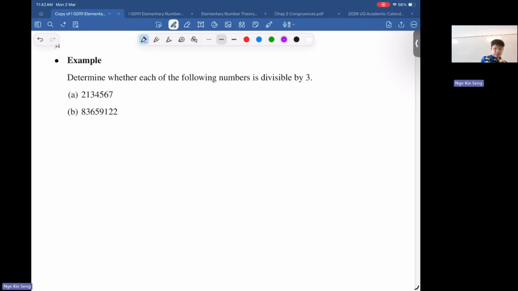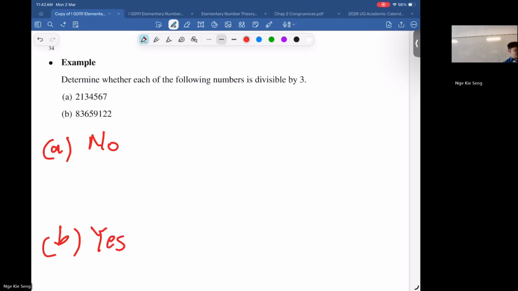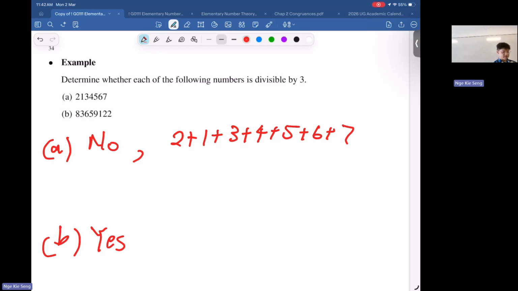Okay. So I don't have the answer with me, so maybe you should tell me which one is divisible by 3. Is A divisible by 3? No. Okay. How about B? Yes. Everyone got the same? Okay. So how many times do you do the summation of the digits? Is once enough?